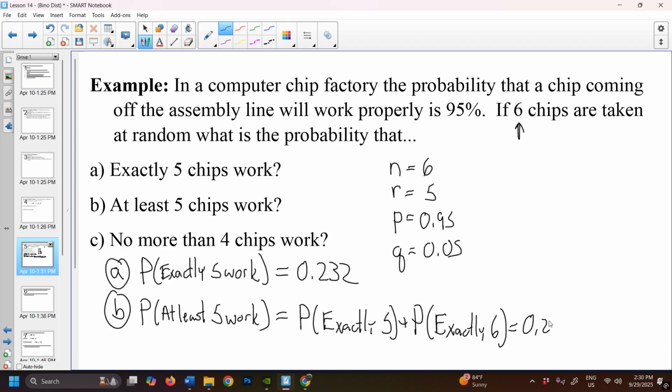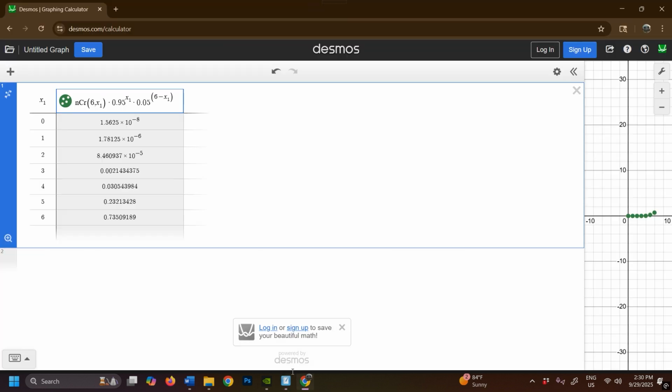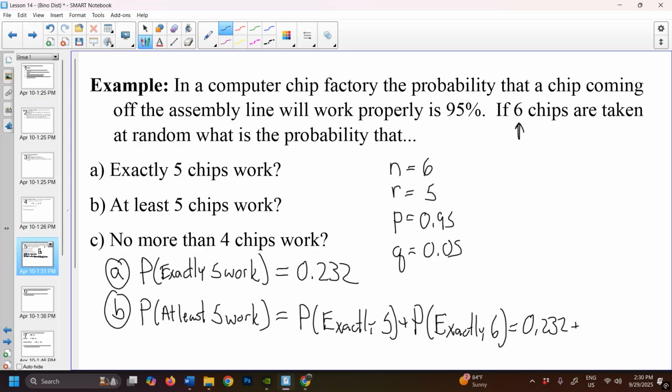Now we already know what exactly 5 was. It's 0.232. The probability of exactly 6, if we just go back to the table, getting exactly 6 of them worked is 0.7350. And then the total of those two values is going to be 0.967. And that is our answer to part B.